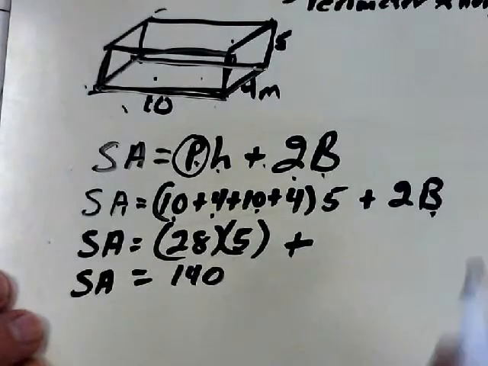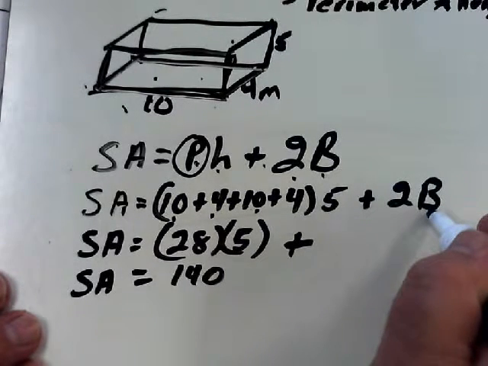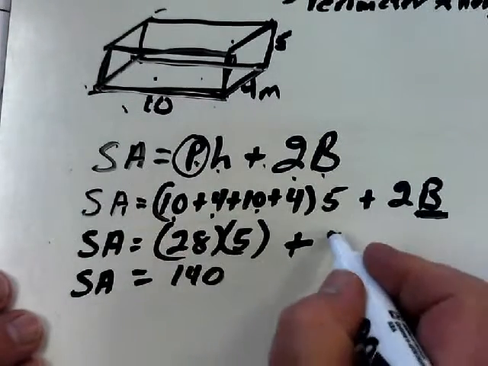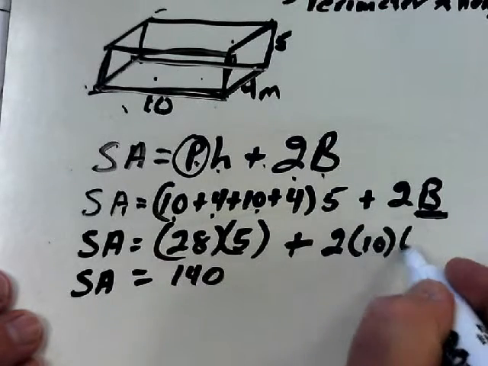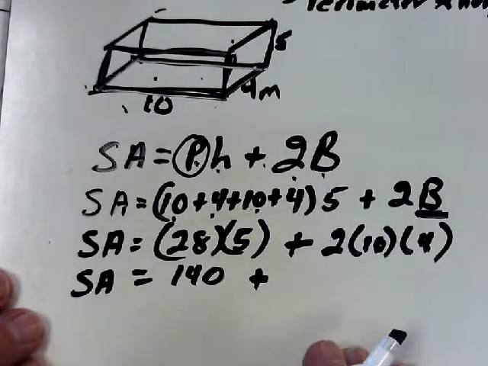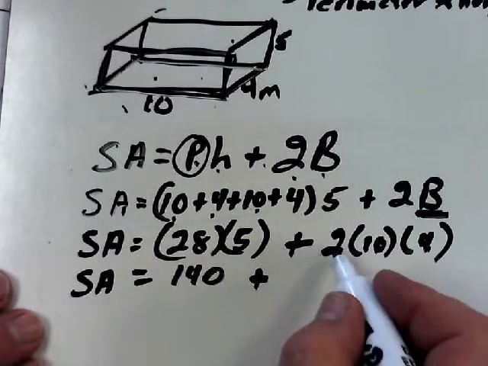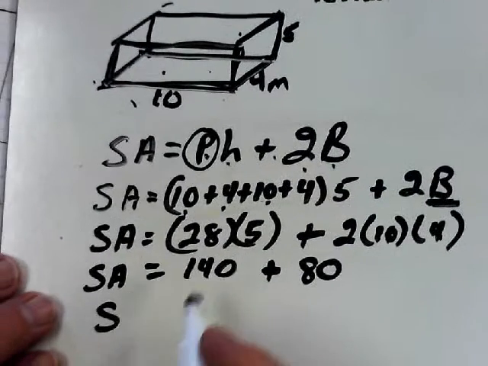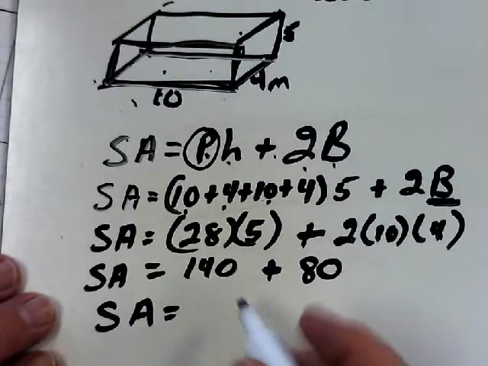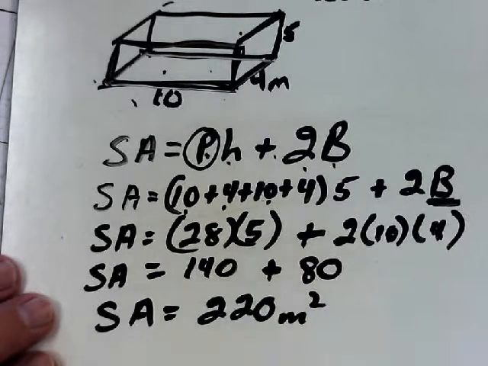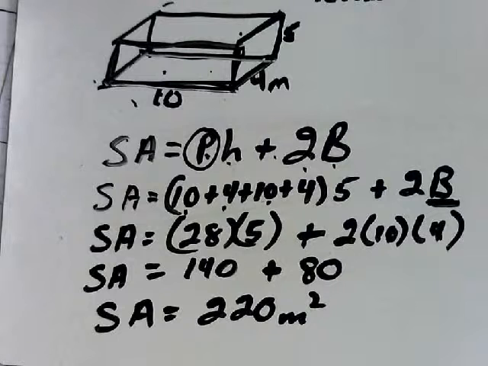Plus, now I need to find the area of the base. How can I find the area of the base? 10 times 4. 10 times 4 is 40. Times 2 is 80. Total surface area of this whole diagram, 220 meters squared. Did I get the same answer?